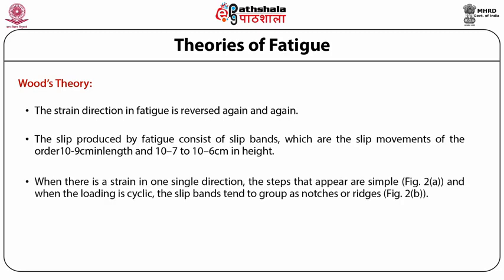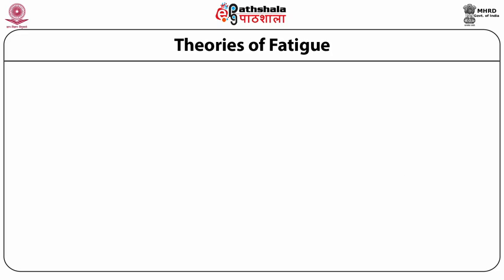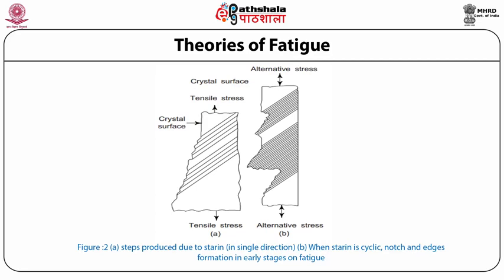When there is a strain in one single direction, the steps that appear are simple, which we can see in the first part of the given figure. And when the loading is cyclic, the slip bands tend to group as notches or ridges, which we can see in the second part, which is the B part of the given figure. The figure consists of two parts as we discussed earlier. The first part shows steps produced due to strain in a single direction. The B part shows notch and ridge formation in the early stages of fatigue when strain is cyclic.